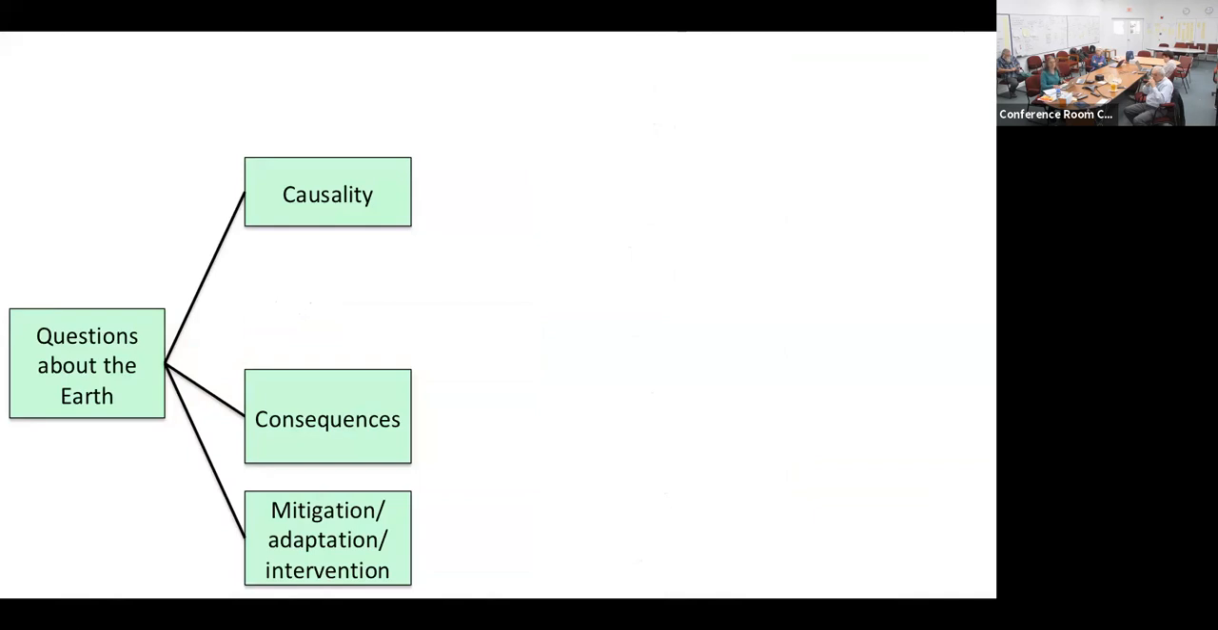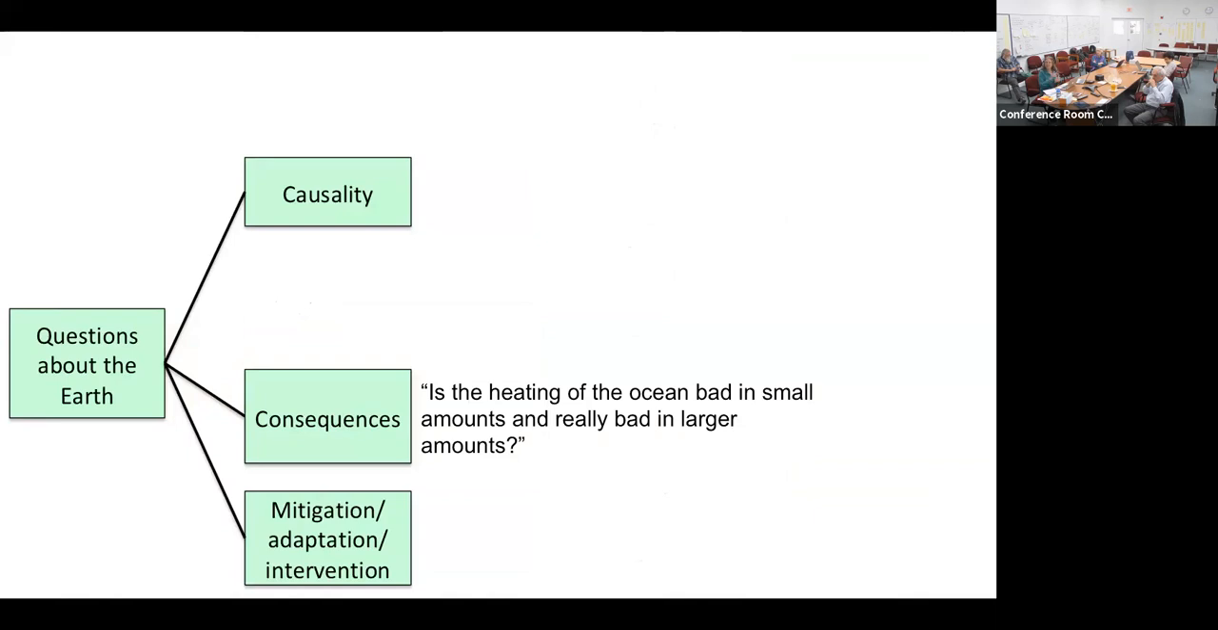So a consequence question is where a person is saying, okay, you have shown me something about the Earth in this data, and now I would like to understand what that means. So, for example, you have shown me changes in the temperature of the ocean or changes in the temperature of the atmosphere. Is the heating of the ocean bad in small amounts and really bad in larger amounts? So what impact might that have? And does it scale with how much temperature change there is? So we also had categories of consequences that had to do with specifically what are the consequences for humans and human society?